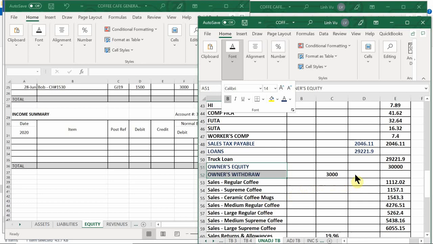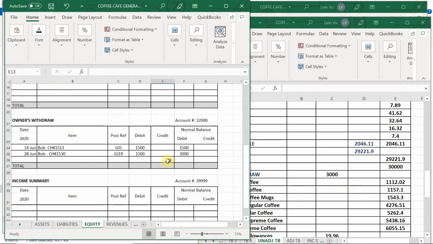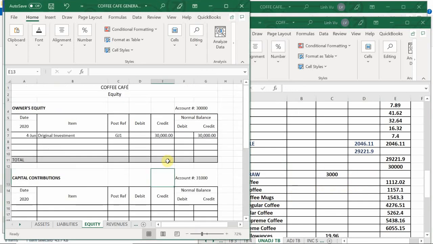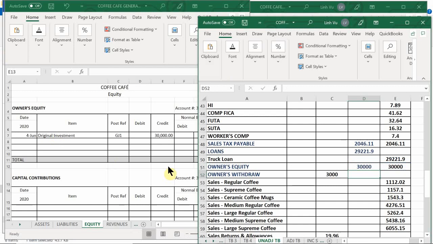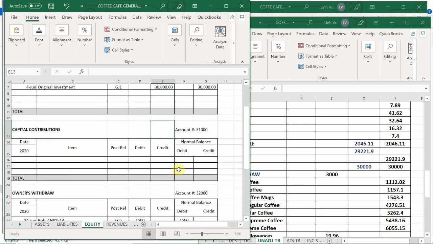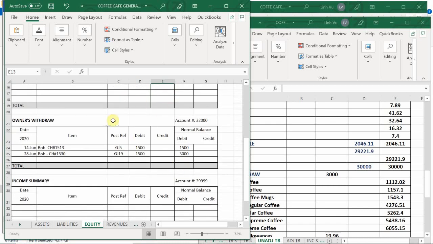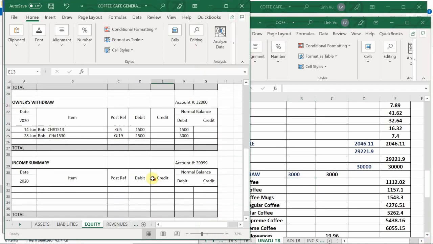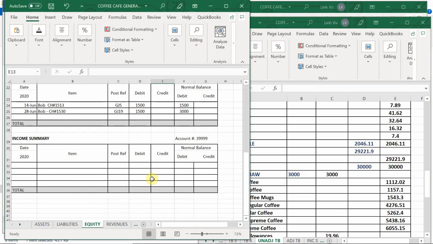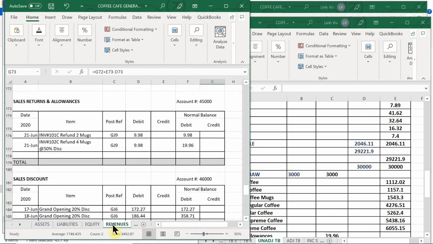Okay, so owner's withdrawal, what's the amount there? It's still $30,000. What about my owner capital contributions? Nothing there, right? No, nothing yet. What about my owner's withdrawal? It is $3,000. So make sure you're on the correct columns. These are main accounts. And then last but not least, is there any income summary? Nope. Okay. So now we're going to move into sales.